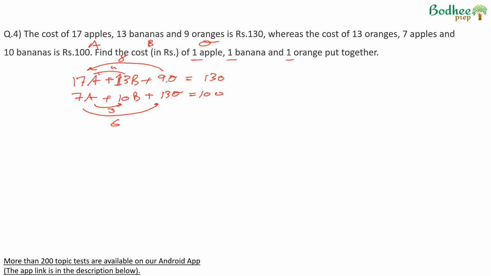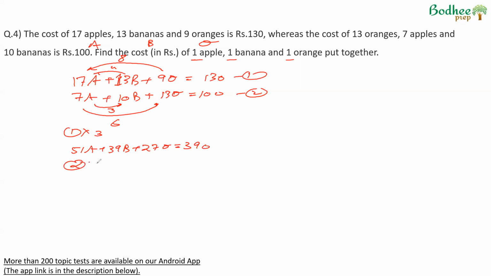So if we multiply the first equation by 4, basically, here the coefficient of A is 8 more. Here the coefficient of O is 6 more. If we multiply first by 3, 24, and the second by 4, 24, the coefficients will become same on subtracting. So we are multiplying the first equation by 3, which gives me 51A plus 39B plus 27O is equal to 390.